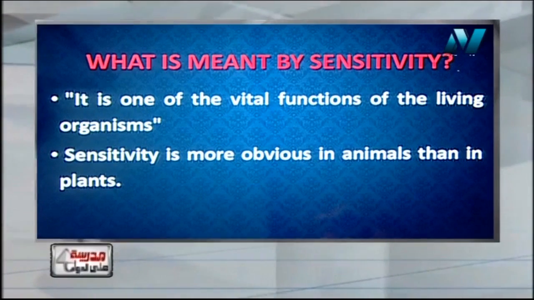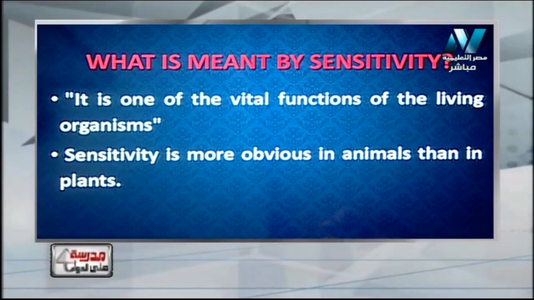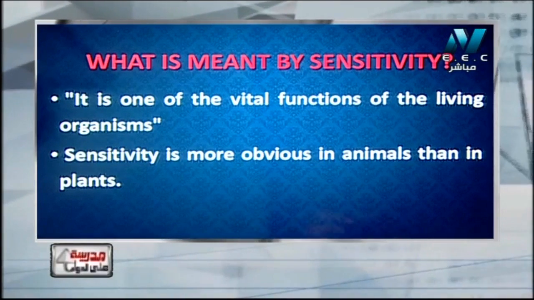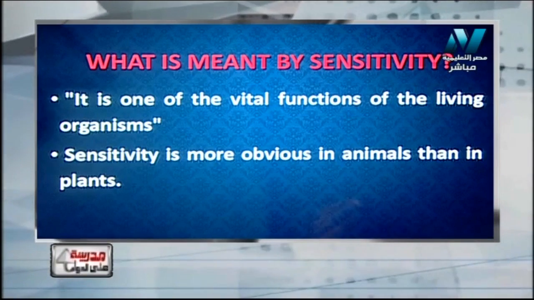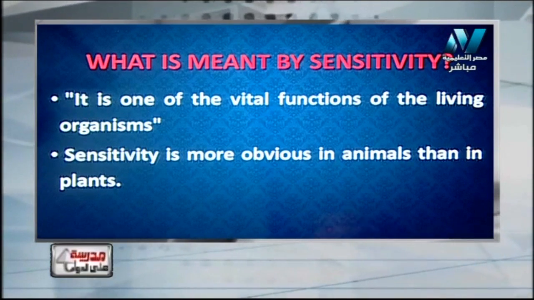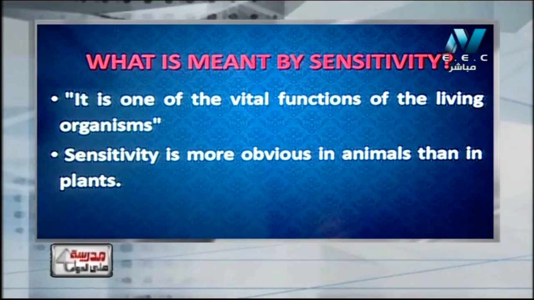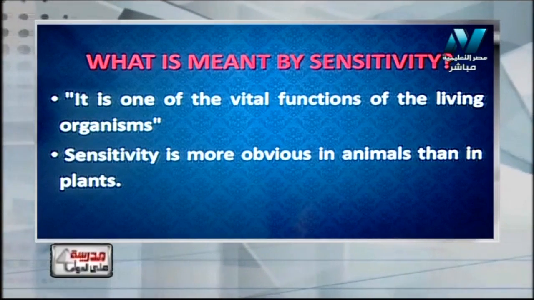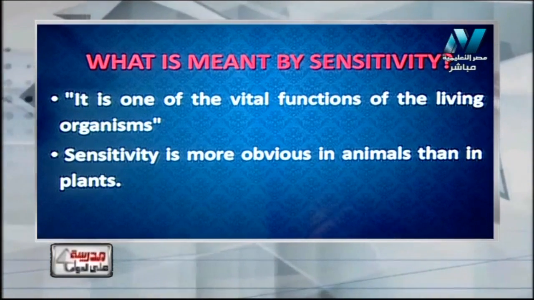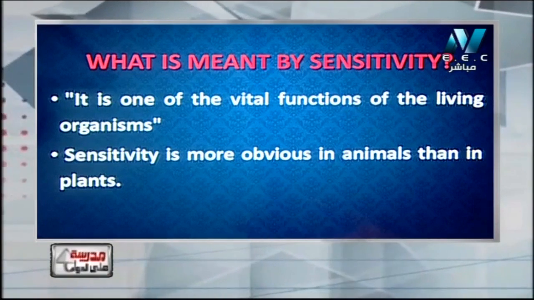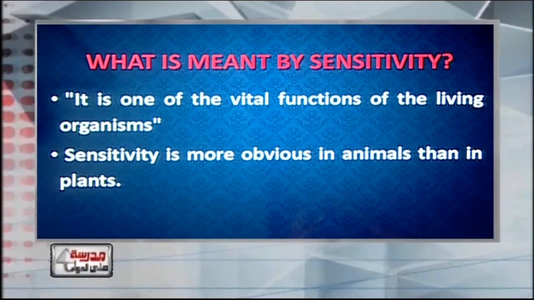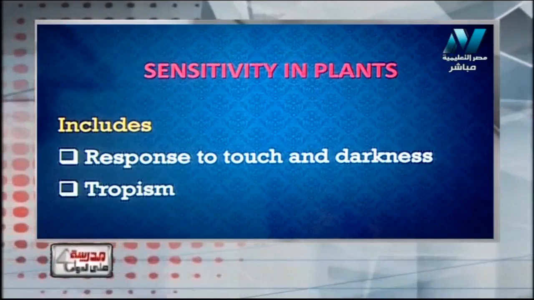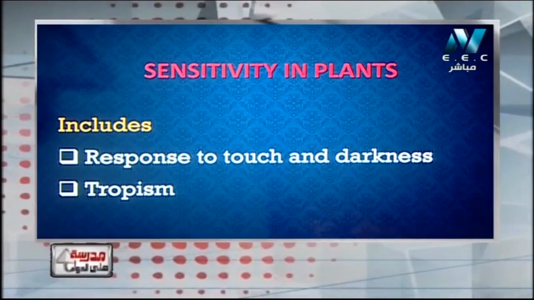Sensitivity is more obvious in animals than in plants because the animals can give the response by moving or by any action, and it is obvious, we can notice it easily. But the response of the plant usually is not noticeable, or we cannot notice it easily as what happens in animals. So let's start by sensitivity in plants.